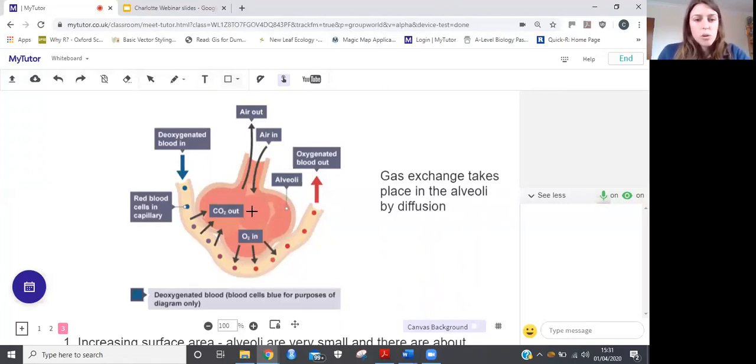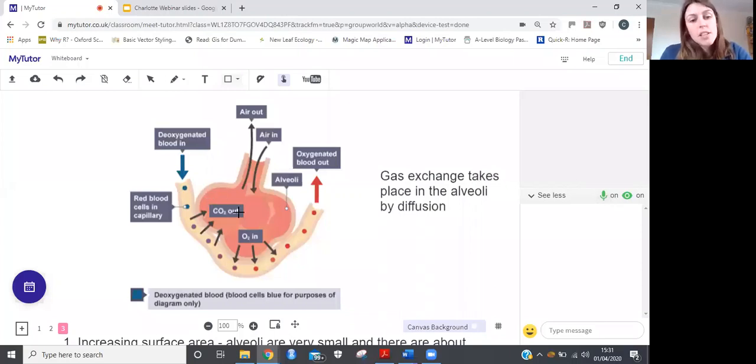And then we also see here this very thin wall of the alveoli, which joins to the very thin wall of the capillary. So that provides the shortened distance for diffusion to take place. And then we can also see here this deoxygenated blood. So the oxygen in that blood has been used up around the body, and then the blood's been brought back full of carbon dioxide, which is the waste product of our respiration process.